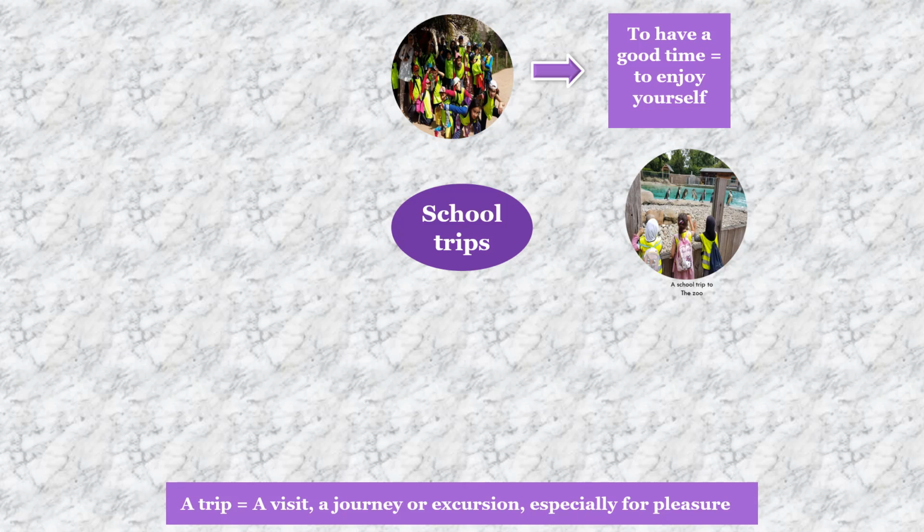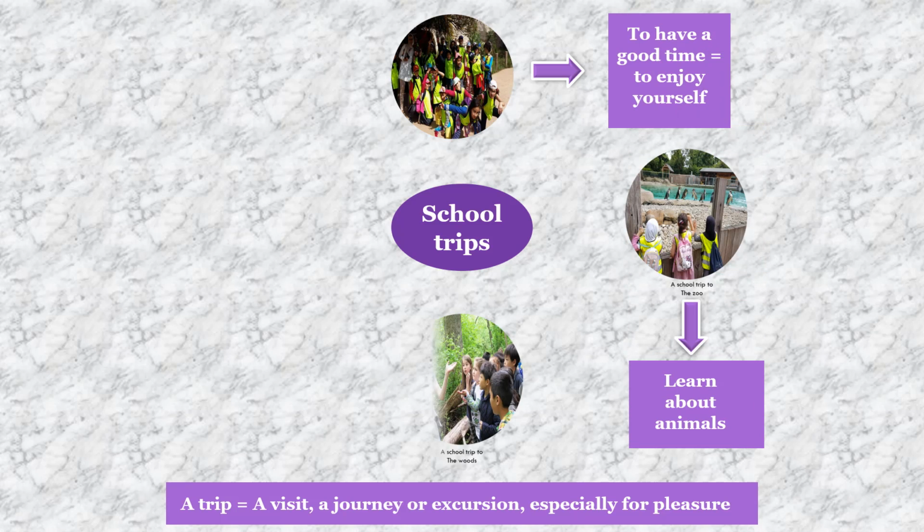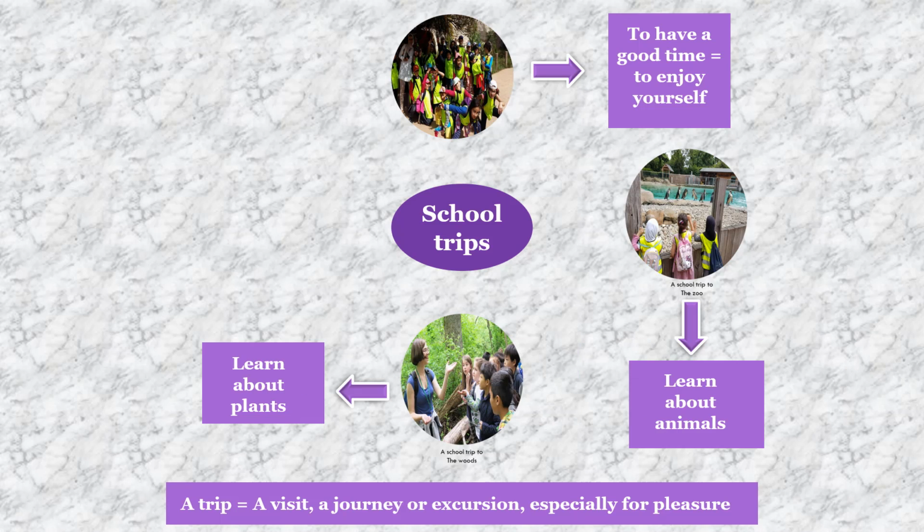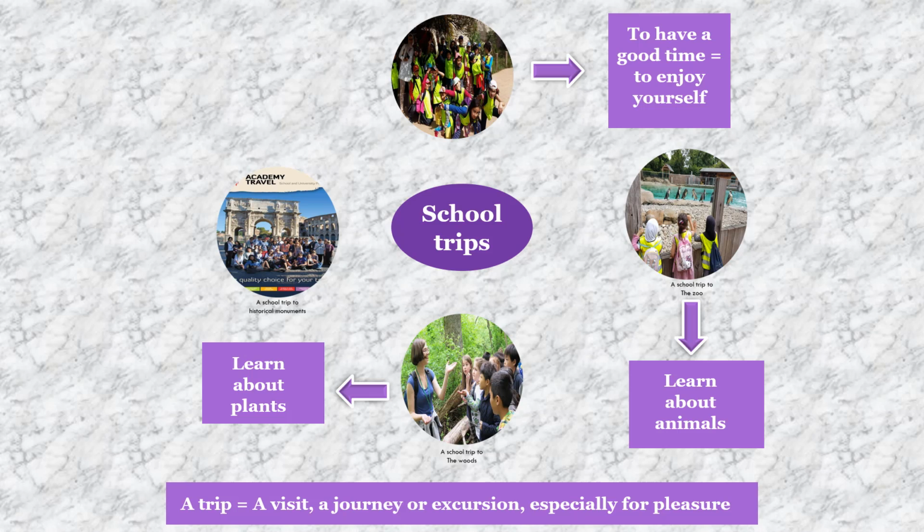Some people would like to go to the zoo and learn about animals. Other people like to have school trips with their teachers in the woods. They go with their teacher to the forest and they learn about animals and plants. Others like to go with their history teacher to visit monuments and they learn about history and civilization.